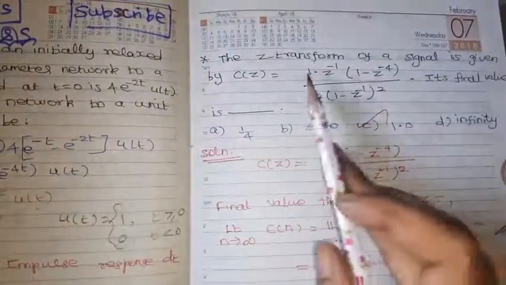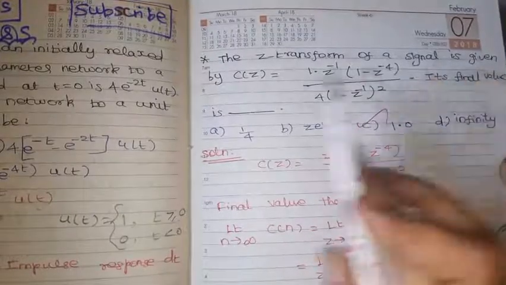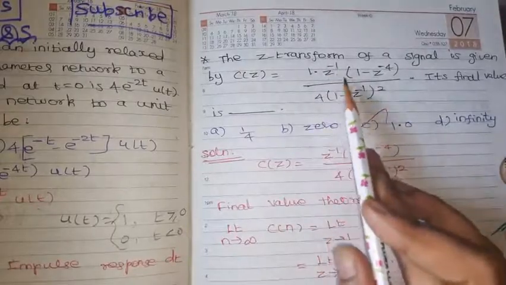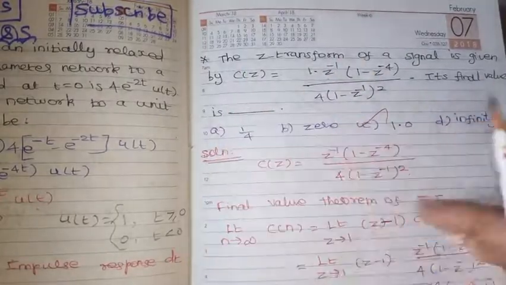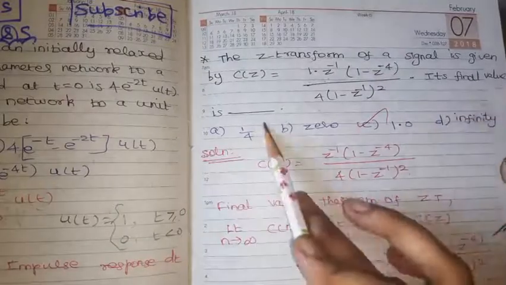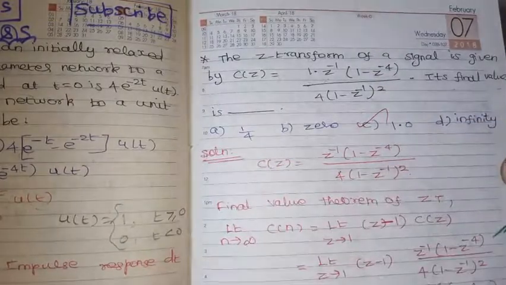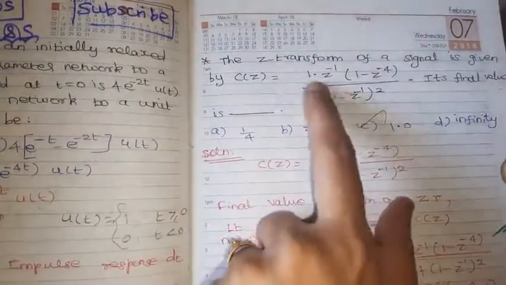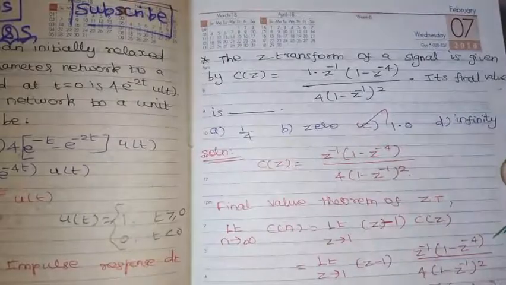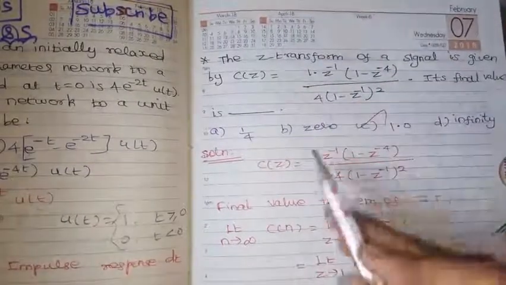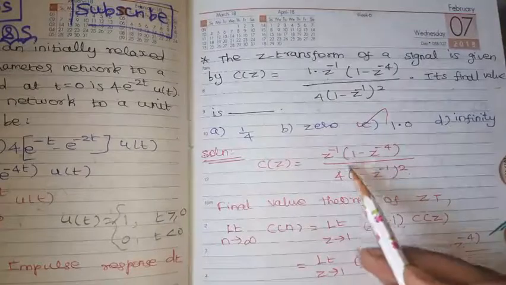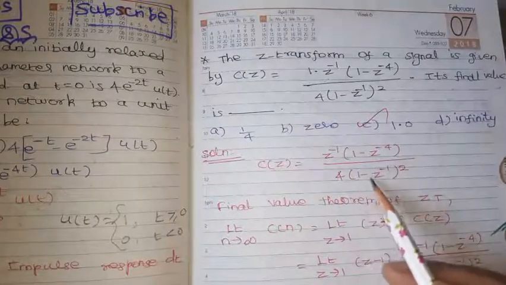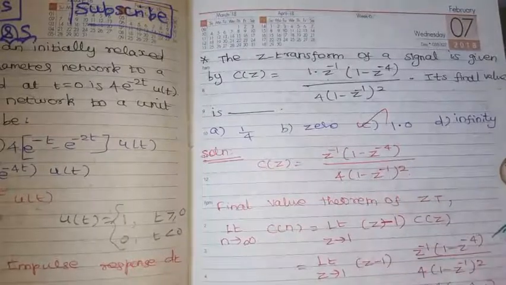The Z transform of a signal is given by C of Z equal to 1 into Z power minus 1. Some function is given, C of Z. What we need to find out? Its final value. So just write down the function. When it is multiplied by 1, we get the same value only, so just ignore the 1. Z power minus 1 into 1 minus Z power minus 4 divided by 4 into 1 minus Z power minus 1 the whole square.